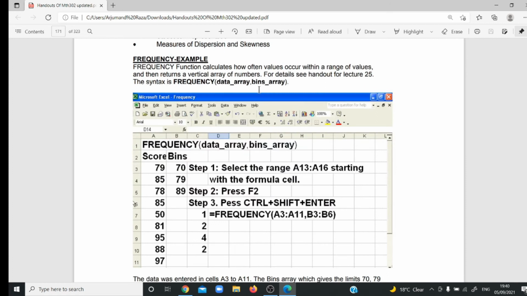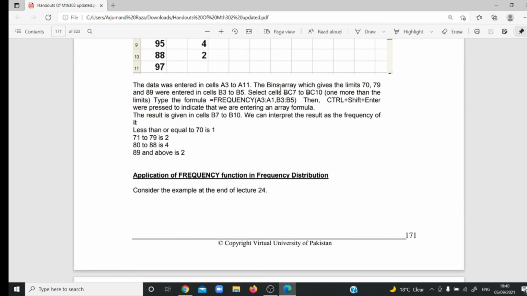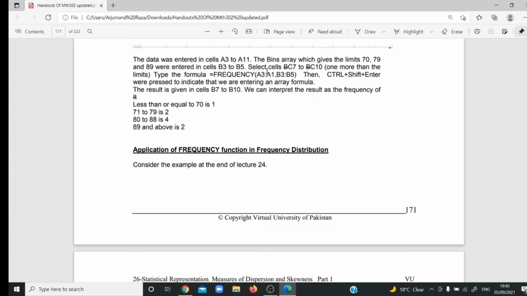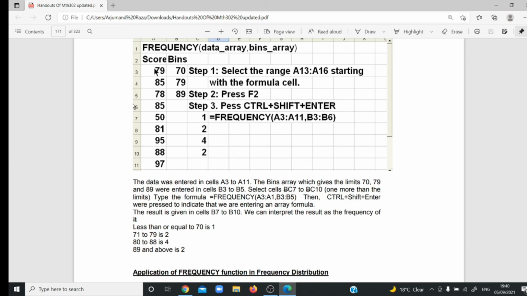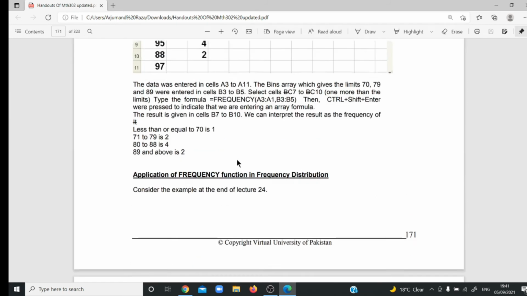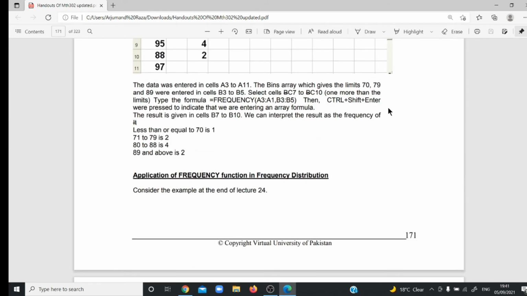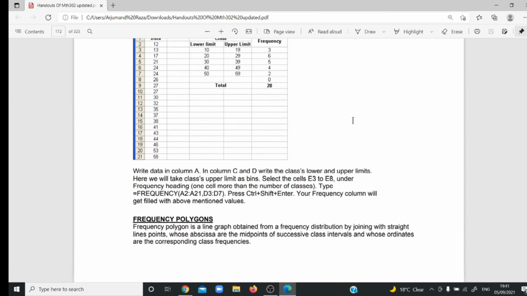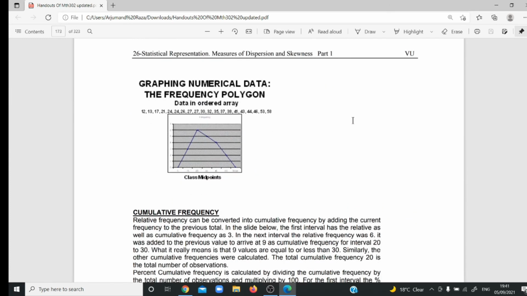Now you have frequency. Frequency is equals to data array, bins array. The formula is the same: equals frequency, then you choose the x bar. Like this one, I'm choosing from A3 till A19, then comma, then I'll select these three and write it down. After this, don't forget to press Control, Shift and Enter. These are important, especially for frequency. And they have shown the same thing, relative frequency and cumulative frequency, in Excel.